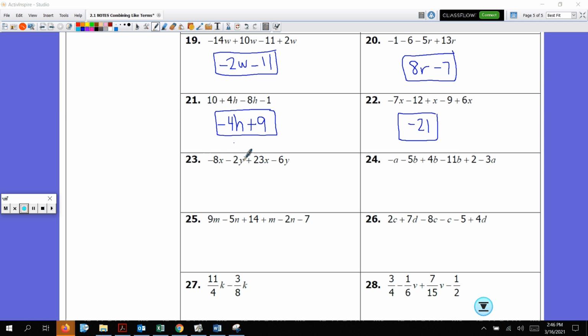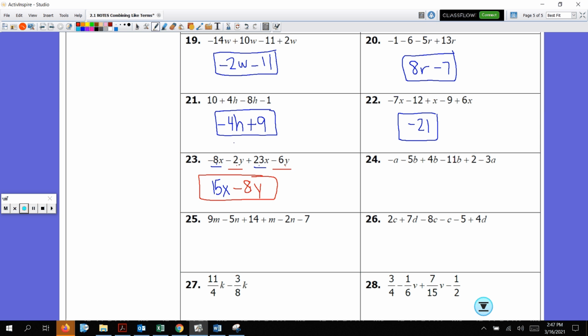23 is a little different than all the ones we've done so far because we have 2 different variables. It's very important we only combine like terms, okay? Things that have the same variable. Negative 8 plus 23. You get out your fancy little calculator, right? Negative 8 plus 23 is 15x. I'm just going to change colors this time here. So I have negative 2y and negative 6. Negative 2 minus 6 is negative 8y. That's it. That's all there is to it.